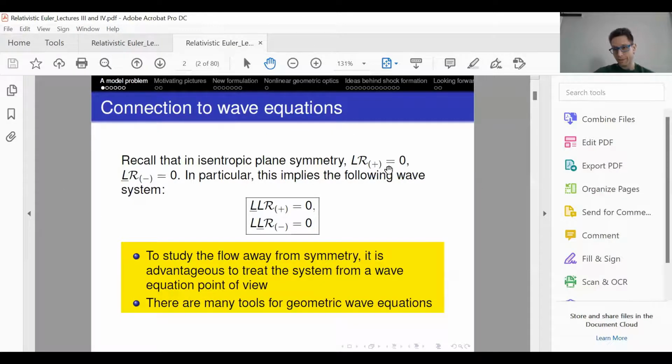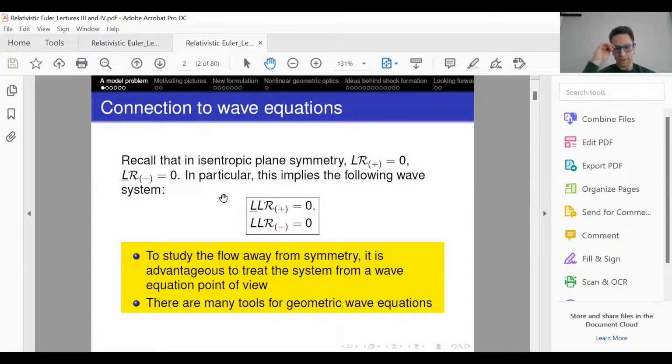Well, let me do something which seems inefficient. Let me take the L bar derivative of the first equation and the L derivative of the second equation. Okay, and then I get these two equations. So L bar L of R plus is 0 and L of L bar of R minus is 0. Okay, why do I write it like this? These are wave equations. That's why I write it like this.